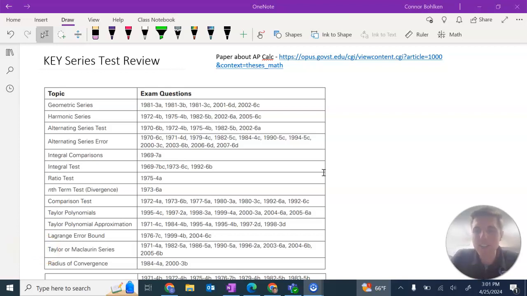Good afternoon, BC Calculists. You should have this page in front of you, the series test review page. We're going to talk about series today. You probably saw that on your quizzes. That's our goal for this lesson. But I wanted to start with what I thought was some really cool data.